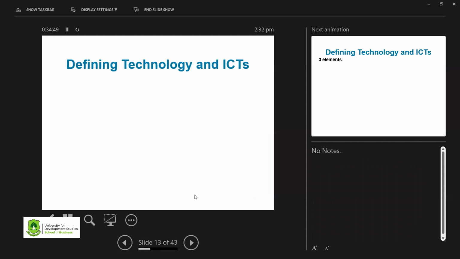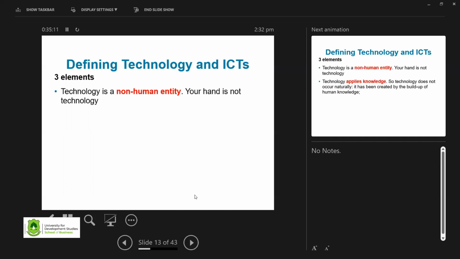So how is this different? I think I've explained a bit of this, but there's an aspect I want to throw more light on. The difference between technology and ICT. We have just differentiated information technology and information system. Now, technology and ICT, are they the same? Technology is a non-human entity.